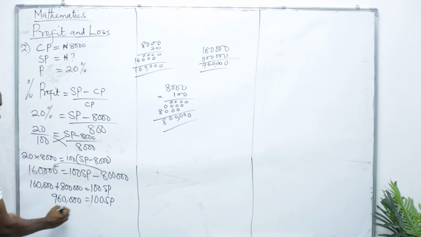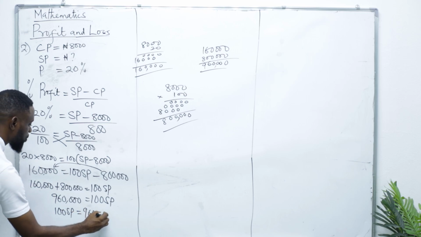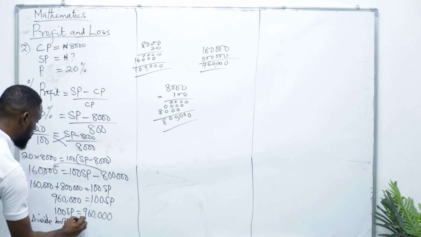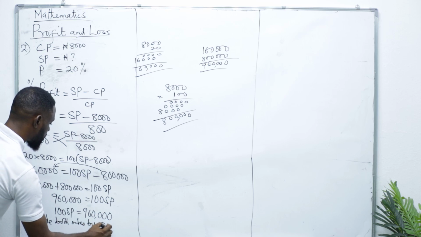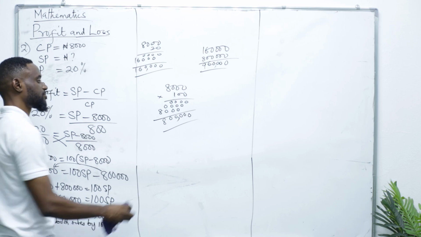You know this can also be 100 SP is equal to 960,000. Is that okay? So we divide both sides by the coefficient of SP. Coefficient of SP is 100. So we are dividing both sides by 100, which is the coefficient of SP, right? So that means we'll have this.